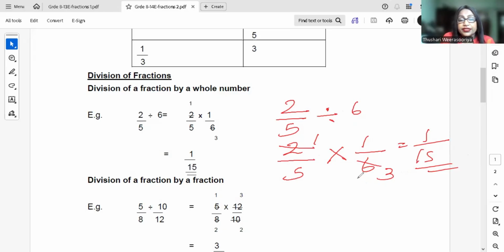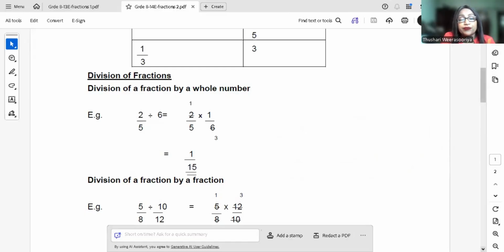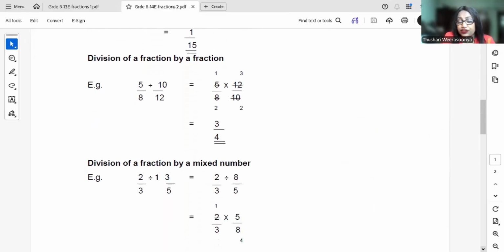Is that understood? Now we'll go to the next part, division of fractions by a fraction. Earlier we did the whole number by a fraction.